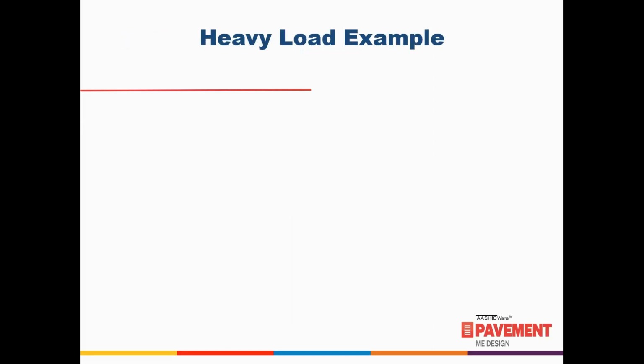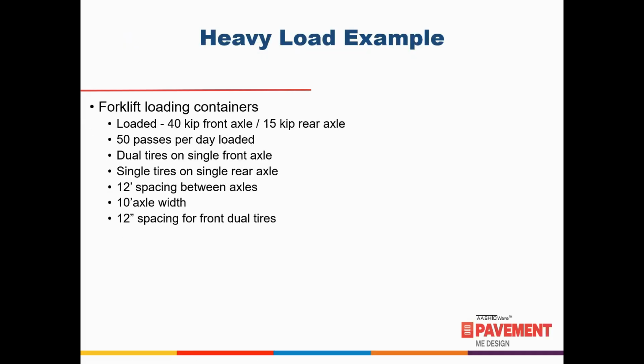Okay, so let's look at a couple of examples. This is a heavy load example. In this case, we've got a forklift loading containers, two single axles. The front is loaded; you're going to have 40,000 pounds. The rear axle is going to be 15,000. As far as the number of passes, 50 passes per day loaded. Dual tires on the single front axle, and then single tires on the single rear axle.